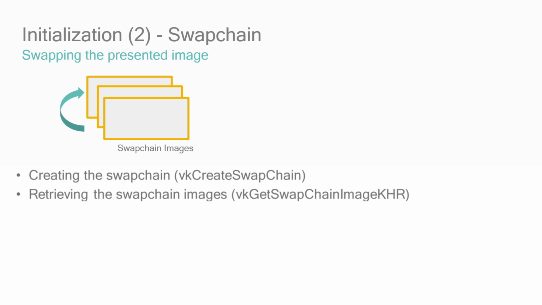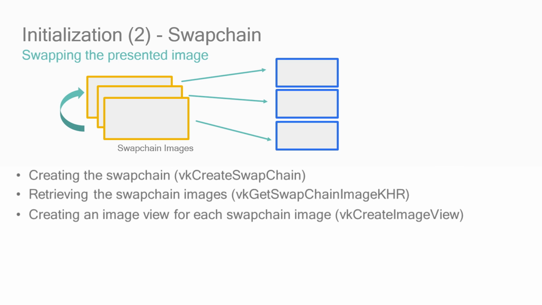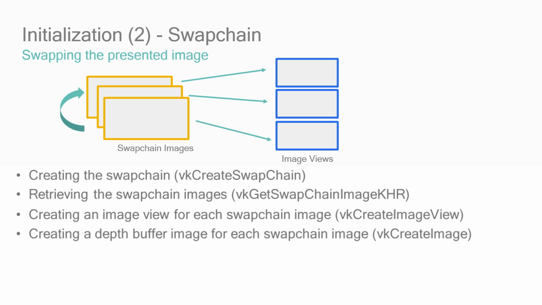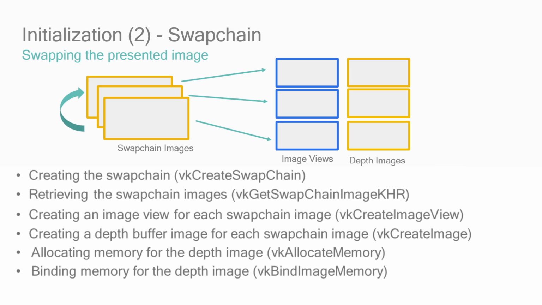Once we get the swap chain, we create an image view for each image in the chain. Image views provide content into the image. Think of them as a way to represent the contents of an image in a specific and efficient way. We also create a corresponding depth buffer image for each swap chain image. Together, they form a render target that we'll be using. We allocate and bind memory for the depth buffer image.